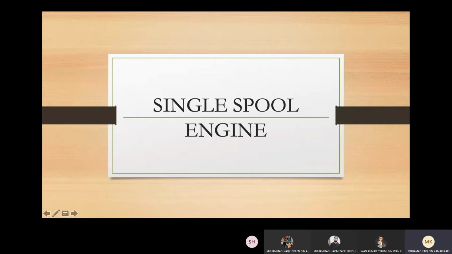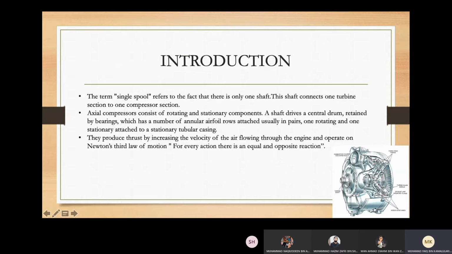So, for the introduction about single spool engine, the term single spool refers to the fact that there is only one shaft. This shaft connects one turbine section to one compressor section. The compressor consists of rotating and stationary components. A shaft drives a central drum retained by bearings which has a number of annular airfoil rows attached, usually in pairs, one rotating and one stationary, attached to a stationary tubular casing.